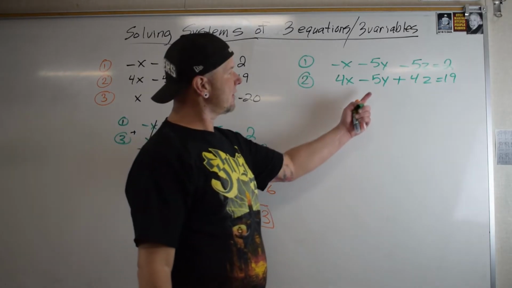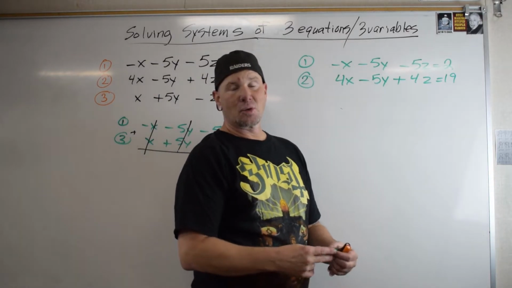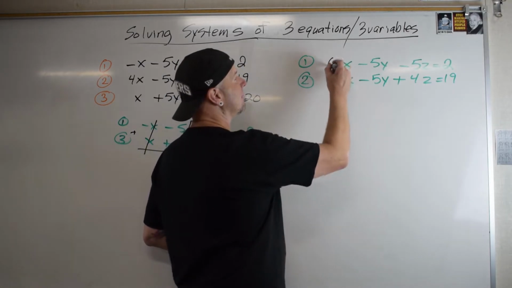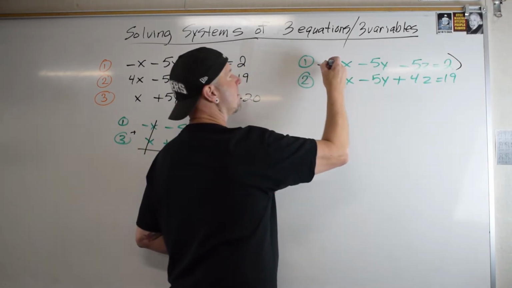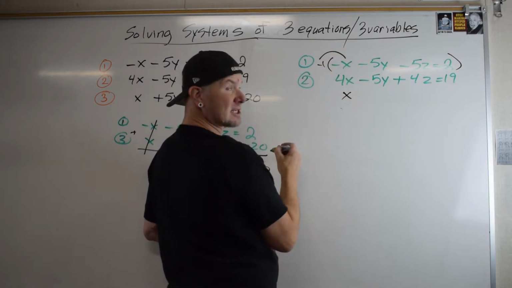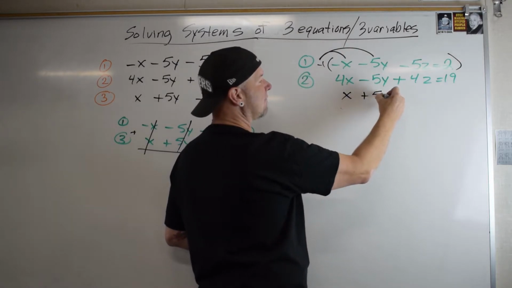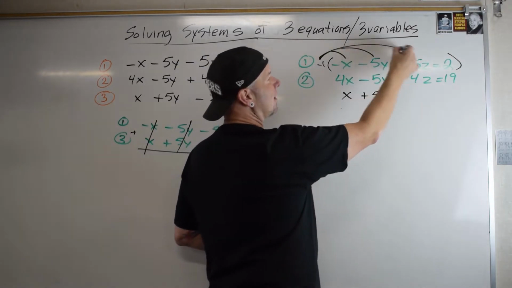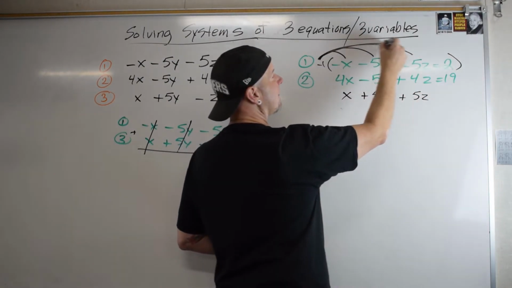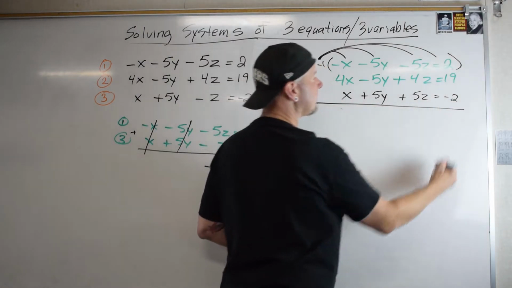So notice here, I could cancel out the y's. I just need one of them to be negative. A really easy way to do that is to multiply one of them by negative 1, maybe the top one. Negative 1 times negative x would be a positive x. Negative 1 times negative 5y would be a positive 5y. Negative 1 times negative 5z is a positive 5z. Negative 1 times 2 is negative 2. Add them together.